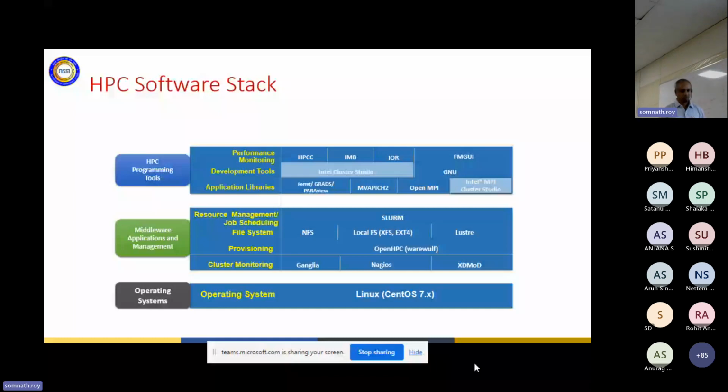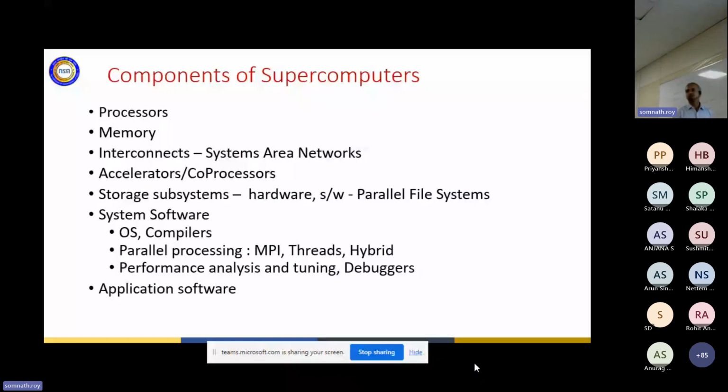Moving ahead, what we saw was we have processors in the box, the nodes. In the box or the node, there is memory also. External to the box, we have the system area networks. Some of the nodes have got accelerators or co-processors like GPUs. We have the entire storage subsystem which uses the parallel file system.